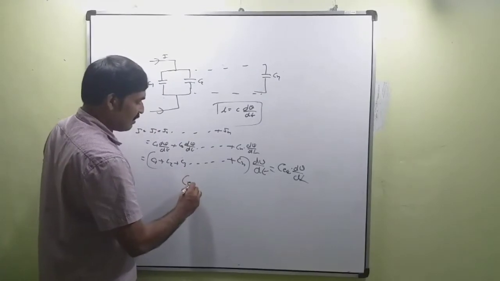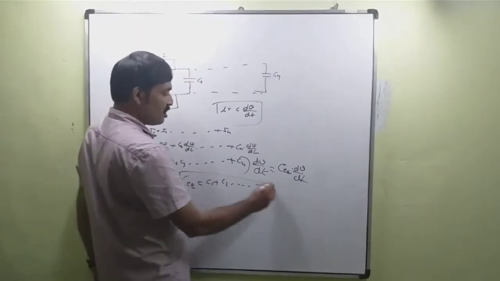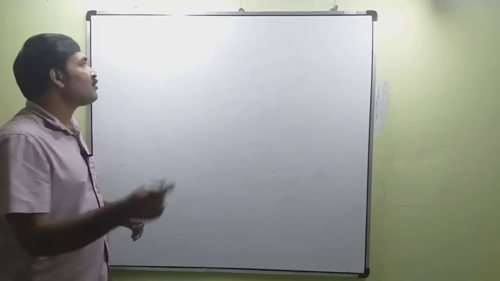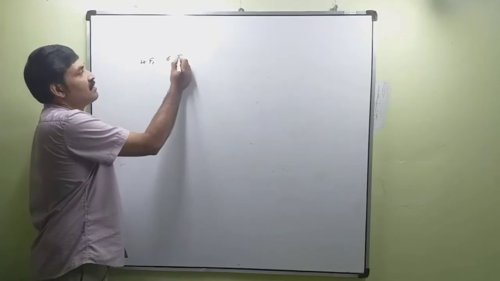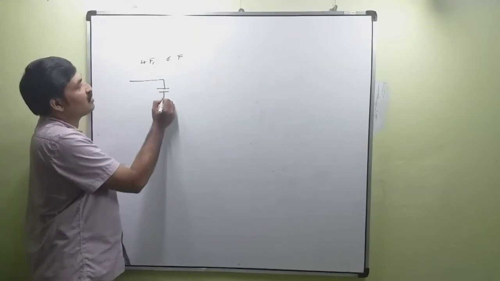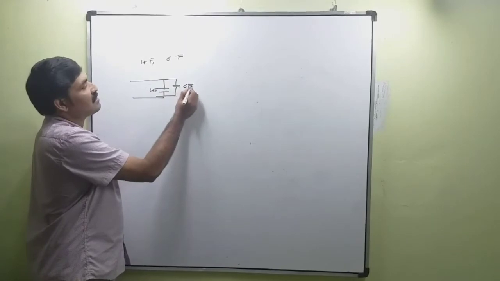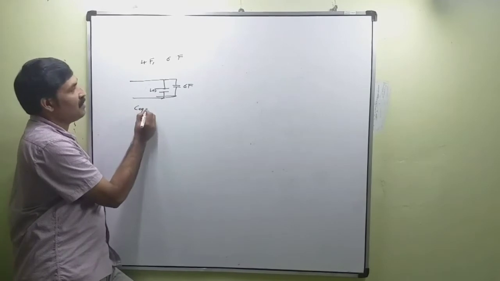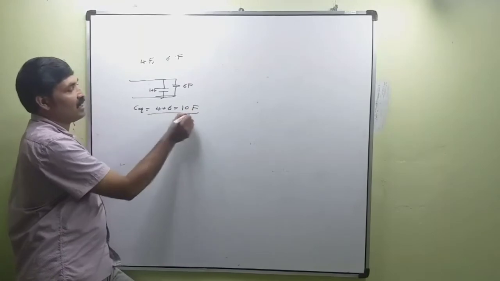Therefore, C equivalent is equal to C1 plus C2 up to Cn. That is the sum of the individual capacitances, that is equal to the equivalent capacitance. Now, we have two capacitances, 4 farad and 6 farad. Suppose they are connected in parallel. Then the equivalent capacitance C equivalent is equal to 4 plus 6, that is equal to 10 farad.